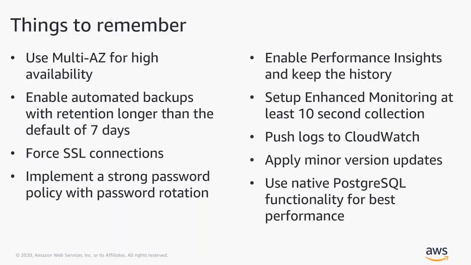So taking a step back, just a few things to remember here. When you're setting up your Postgres instances, you should turn on Multi-AZ for your production workloads. You should enable backups longer than the default 7 days. You should both turn on SSL and force SSL on the connections. And you should have a strong password regimen. You should also definitely turn on automatic minor version upgrades.